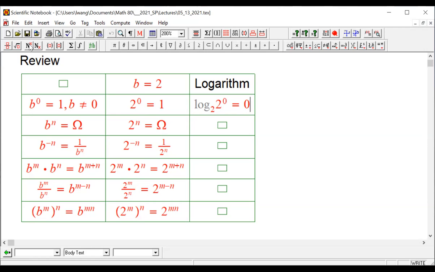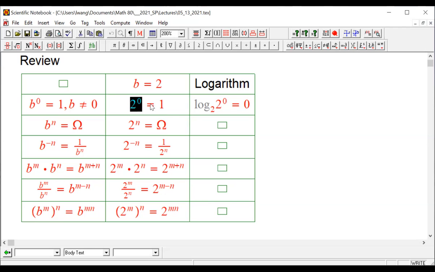Okay, so that's a logarithm. These two are considered the same thing. It's just a different notation. One is emphasizing the result of the power, and the other one is emphasizing the power. Do you follow me? Log is basically an operation to give you the power.